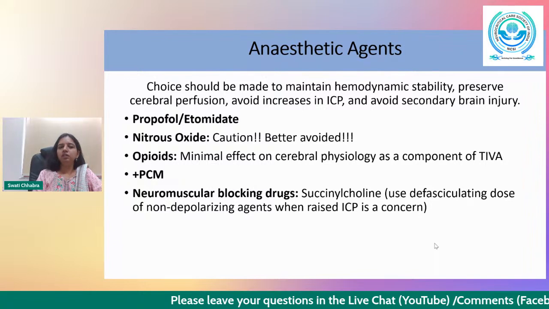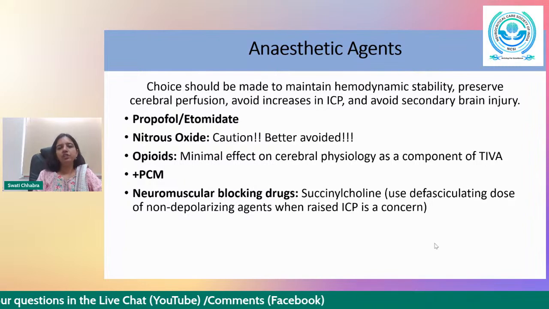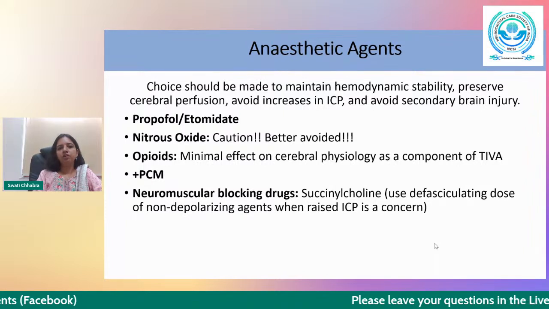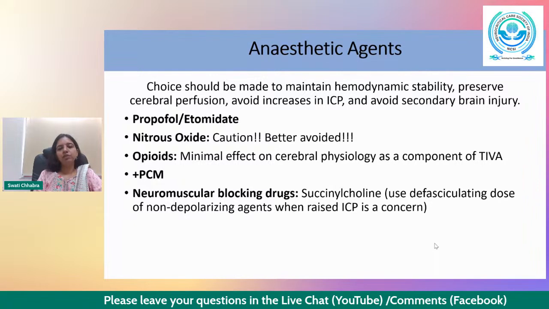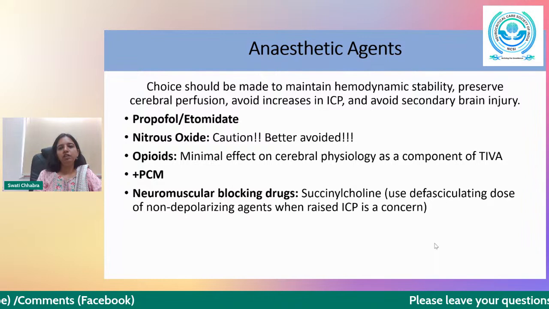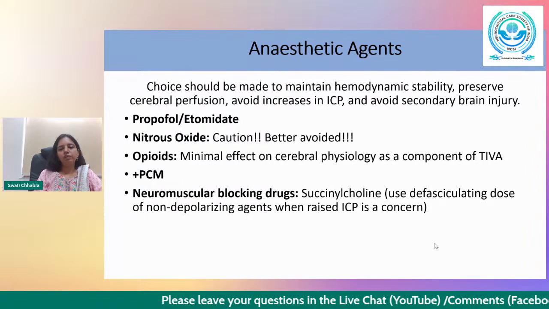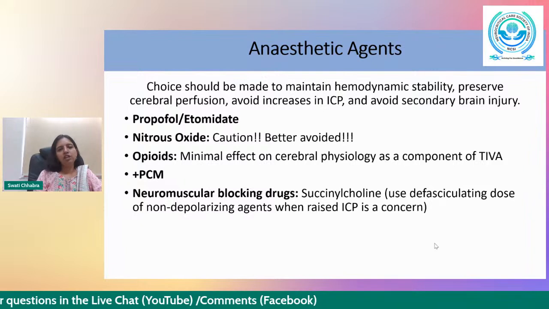Nitrous oxide, because there could be coexisting pneumocephalus or pneumothorax, is better avoided in patients with TBI. We can use opioids because when used as a component for TIVA or with propofol, they have minimal effect on cerebral physiology. Paracetamol or acetaminophen can be used for the postoperative pain. For neuromuscular blockade, succinylcholine can be used, and if we are concerned about the raised ICP, we can use a defasciculating dose of non-depolarizing agents, because it is mainly due to the cerebral arousal due to the fasciculations that there is a transient increase in ICP due to succinylcholine.